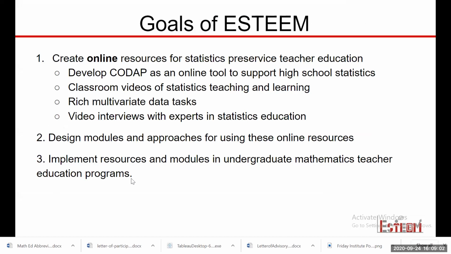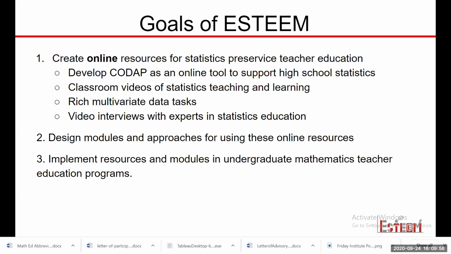the bigger goals of ESTEEM was for us to create online resources that integrate CODAP, that have examples of classroom videos of statistics teaching and learning. We saw that there was a huge gap when we wrote this proposal back in 2015, that we were hard pressed to find good videos of kids working in statistics. We really wanted to integrate much more rich multivariate data tasks, because doing statistics is much more than formulas and graphing, and it really is about exploring data. We're firm believers that kids have much more opportunities to do interesting things related to statistics when they have data sets that are multivariate. And so that is one of our core designs and goals.